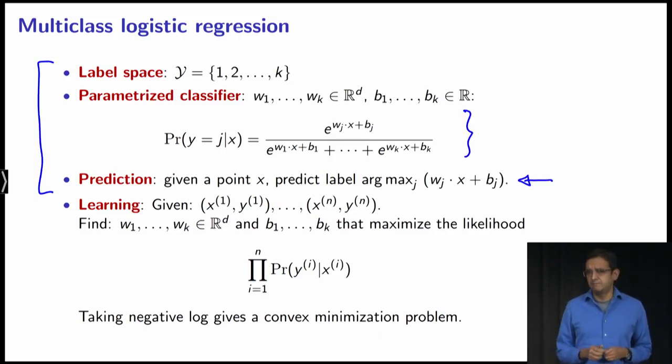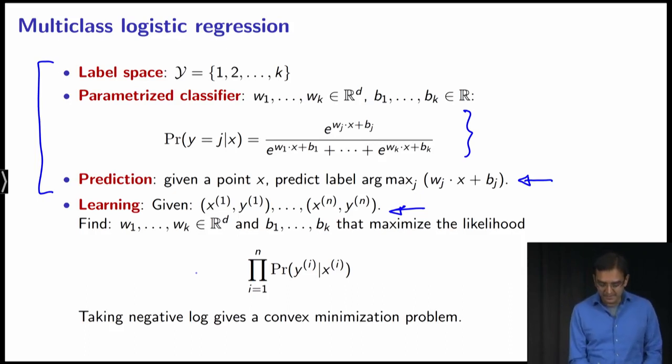How about learning? So let's say we have a training set, x1, y1, all the way through xn, yn. How do we learn these k linear functions? Well, we'll do exactly what we did in the binary case. We'll just pick the parameters that maximize the likelihood of the data. That is, that maximize the probability of the first data point times the probability of the second data point all the way to the probability of the nth data point. Okay, so that's this function over here.